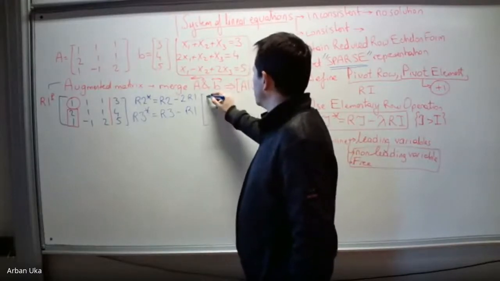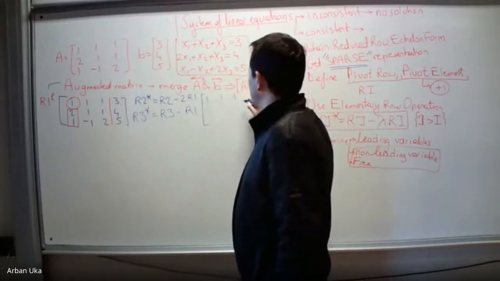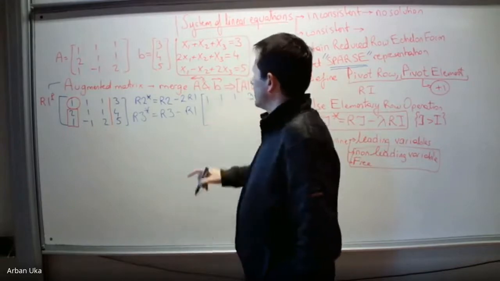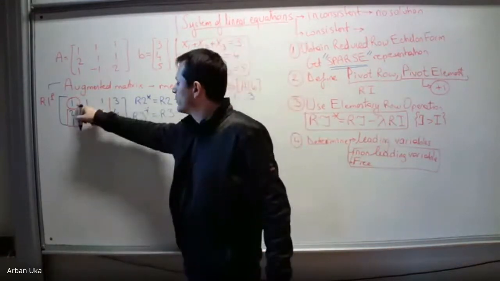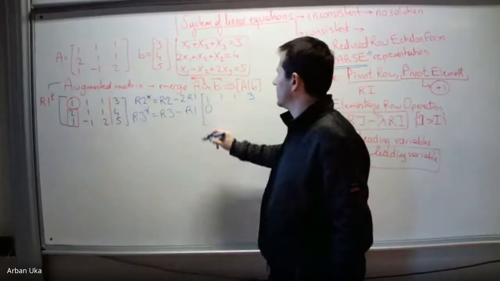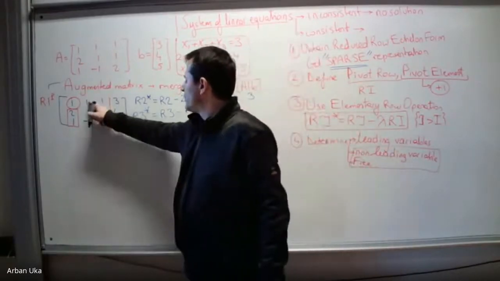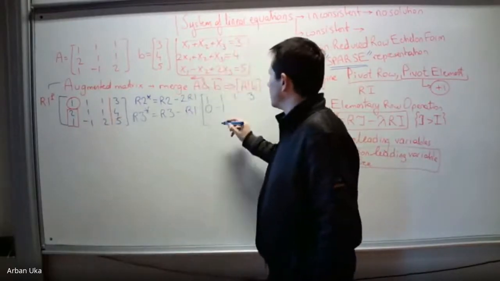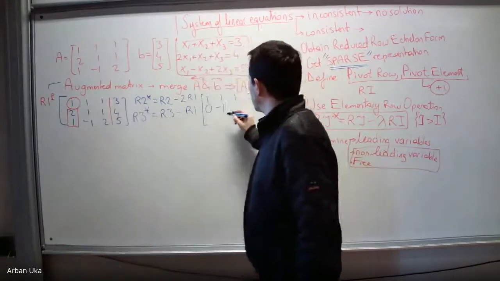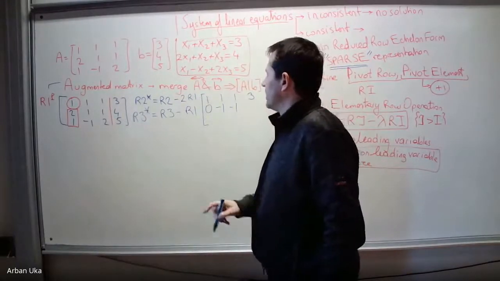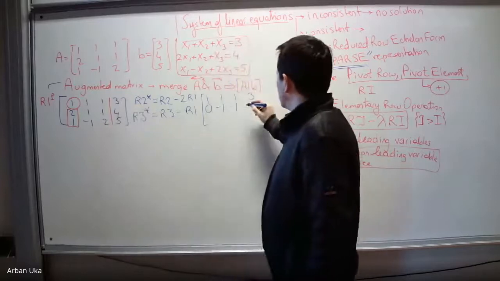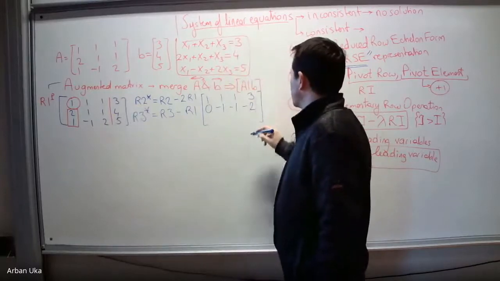Then let's continue. So we have here 1, 1, 1, then the 3. Then let's do this operation. 2 minus 2, we get 0. 1 minus 2, we get minus 1. 1 minus 2 is minus 1 again. 4 minus 6, we get minus 2. Is this correct?